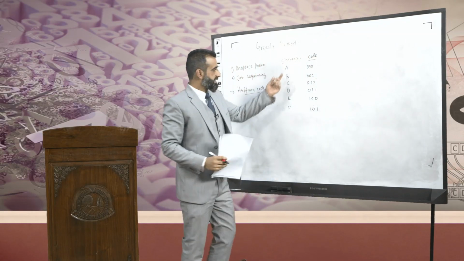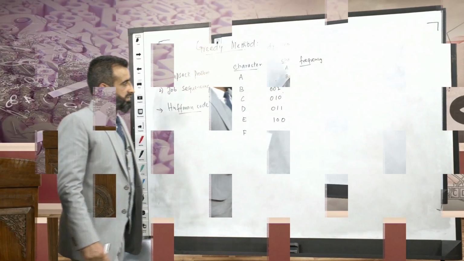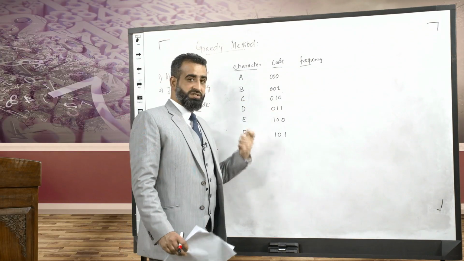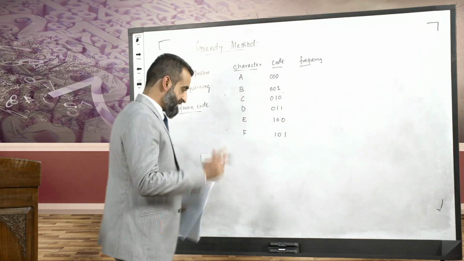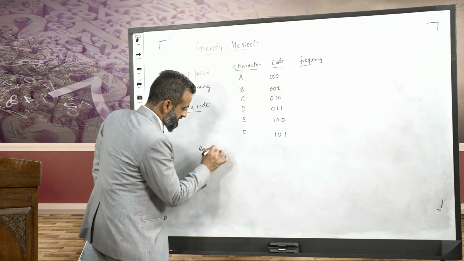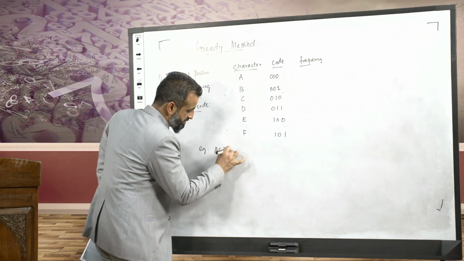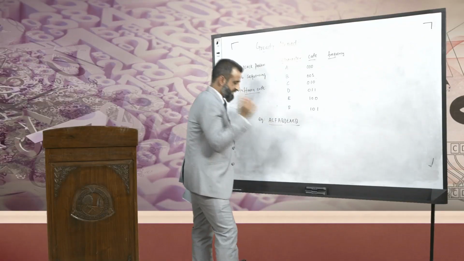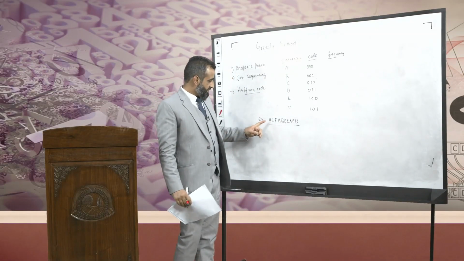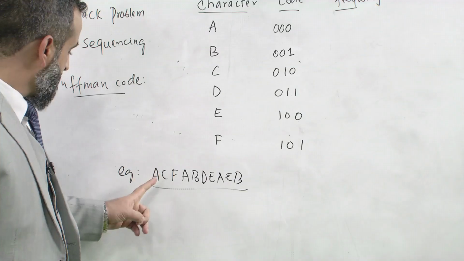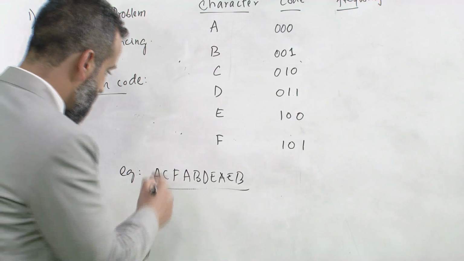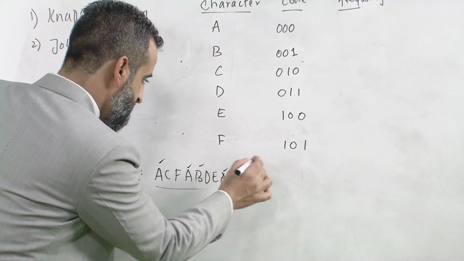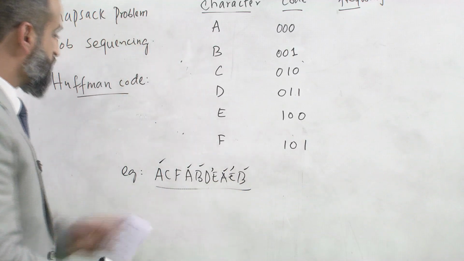These are the different characters in my message, and what I mean by frequency is how many times each of these characters appears in the message. Say, for example, my message is A, C, F, A, B, D, E, A, E, B. Take this as an example. In this example, A has 3 occurrences, B has 2 occurrences, and E has 2 occurrences. So this is what I meant by frequency.